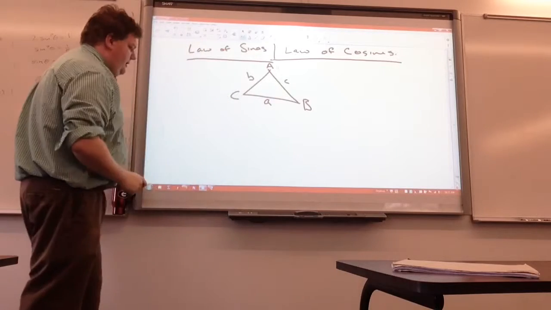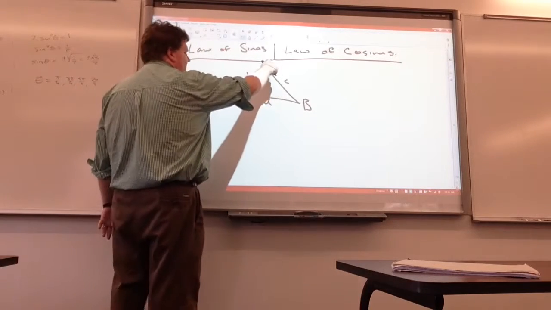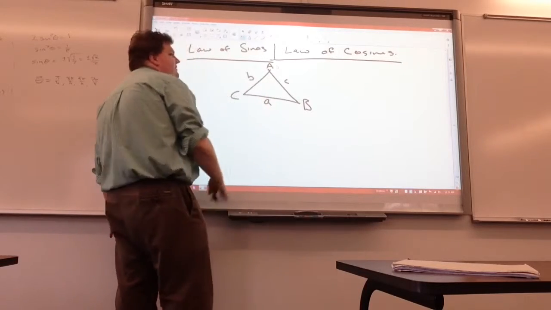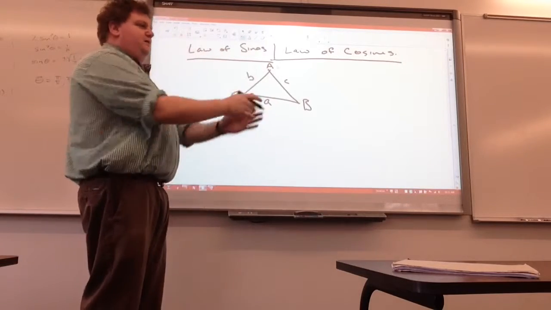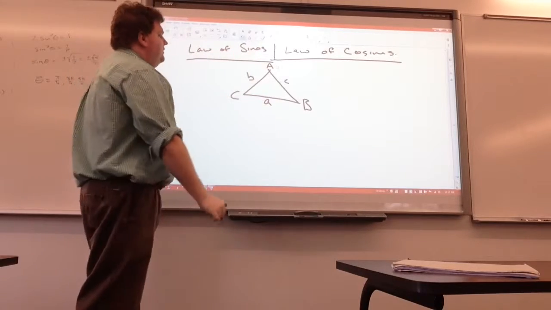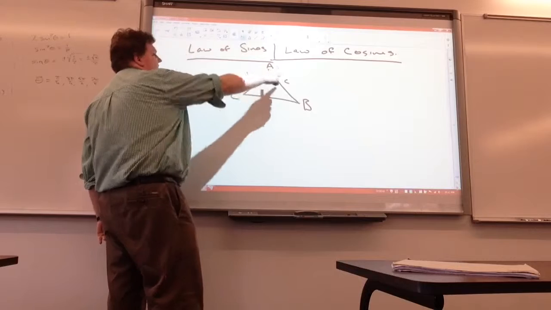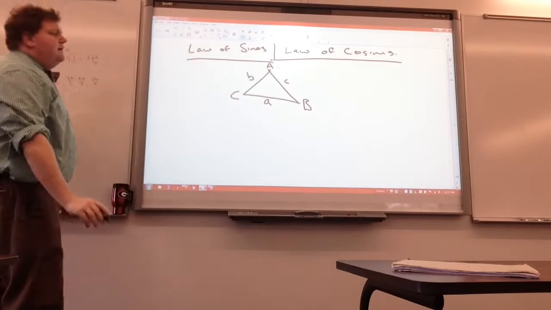So basically, it works for any triangle like so, where you've got angles and side pairs. You want to think of an angle and the side opposite it, so that's the side the angle opens up to. So big A goes with little a, big B goes with little b, big C goes with little c.